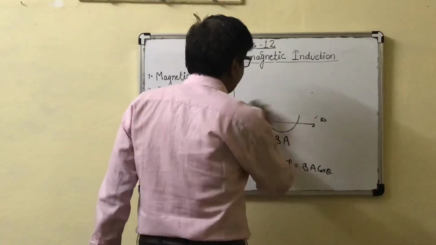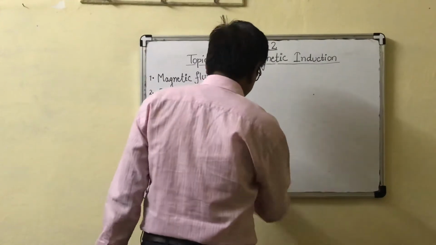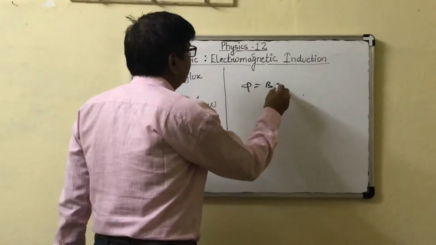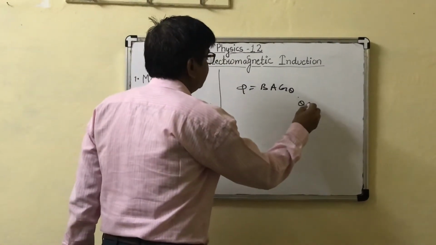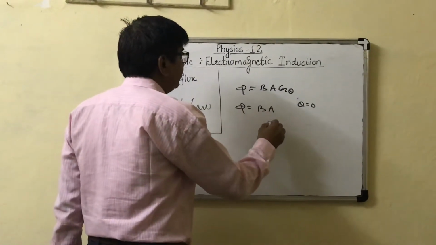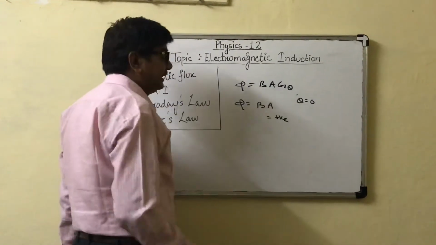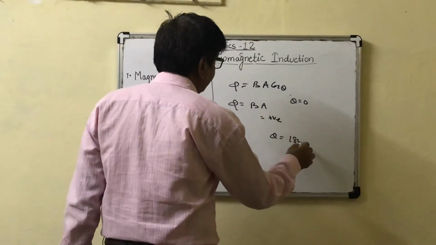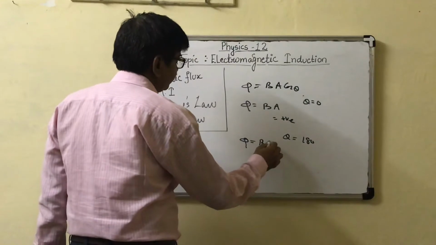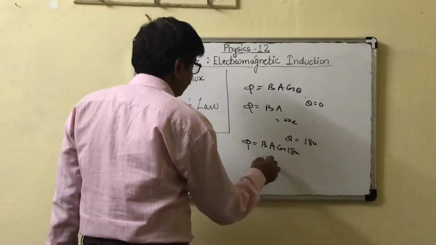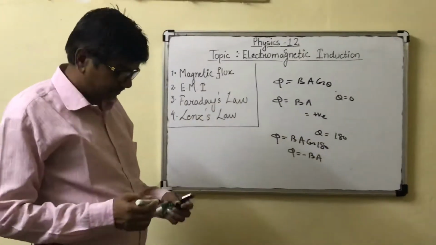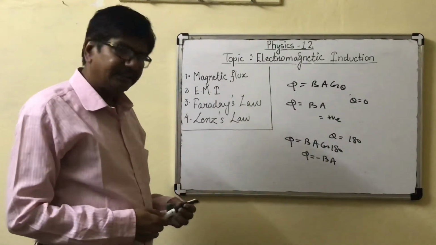Now, if theta is 0, phi is equal to BA cos theta, so the flux is BA, which is positive. If theta is equal to 180, then phi is equal to BA cos 180, and the flux is negative. So flux may be positive or negative.